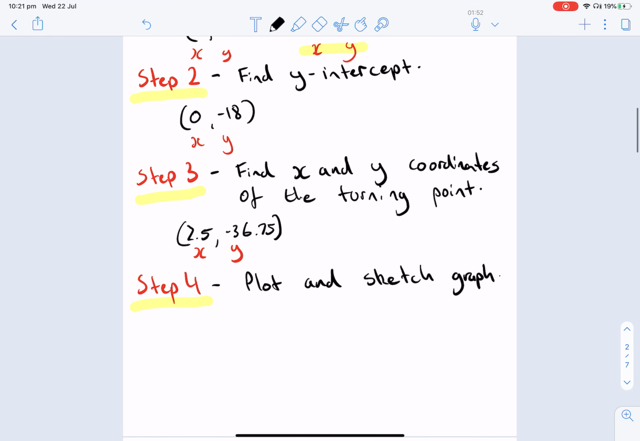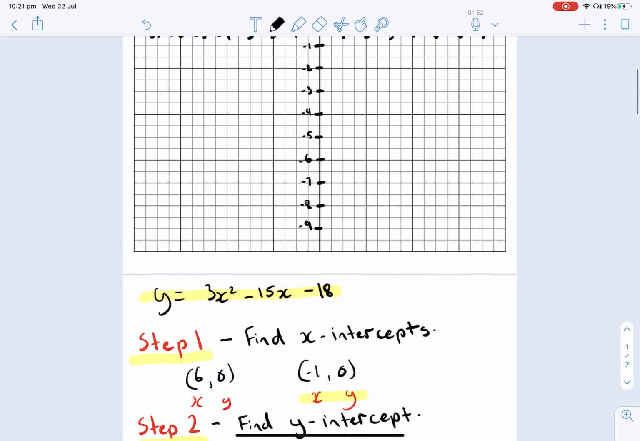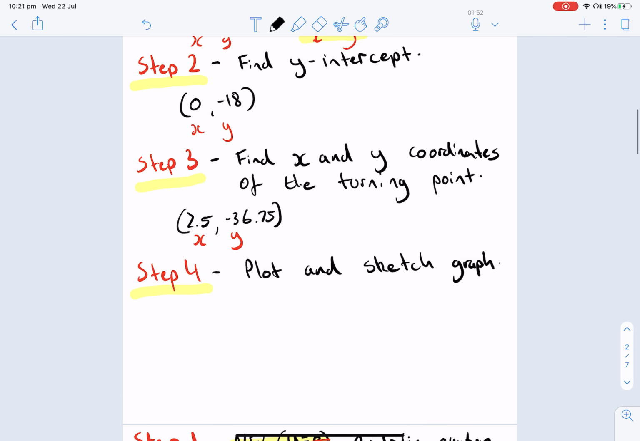Okay, last thing to do is plot and sketch the graph. My graph that I've set up isn't quite ready for that, so I'll do that in another video for you guys.